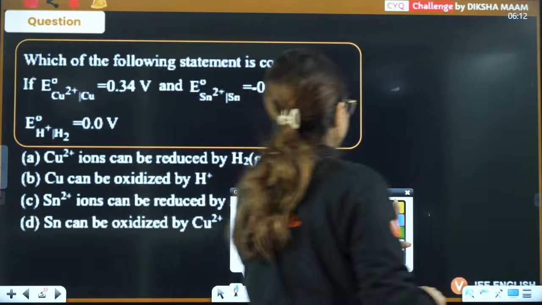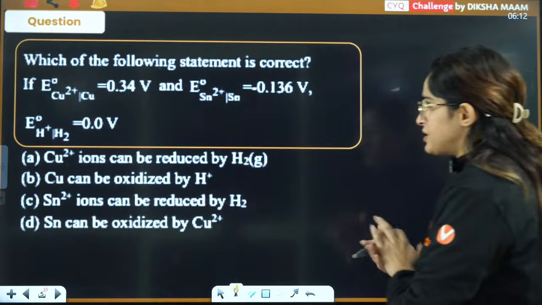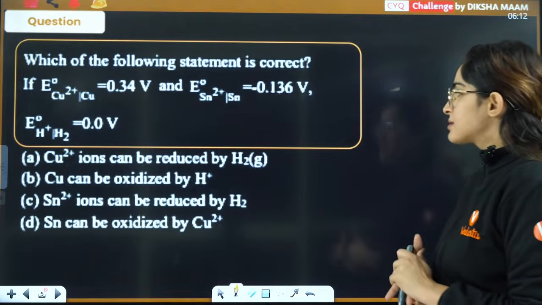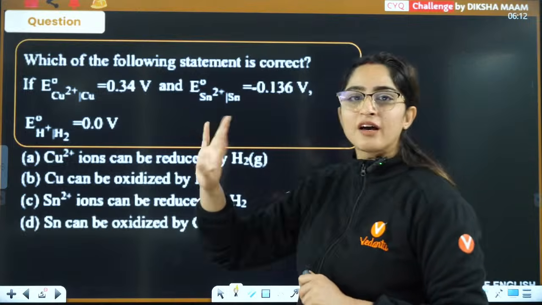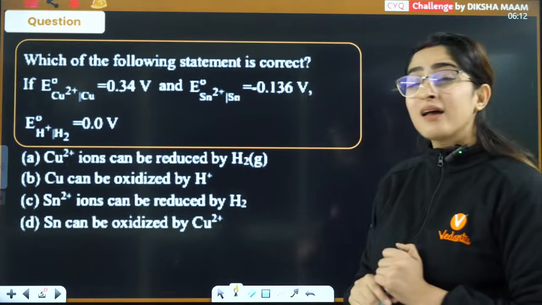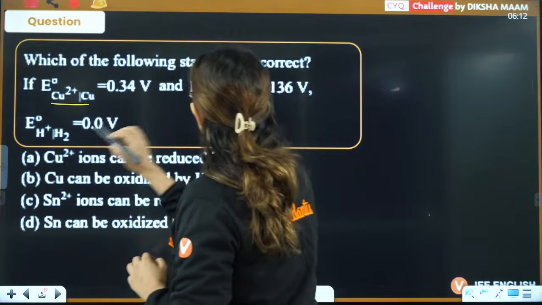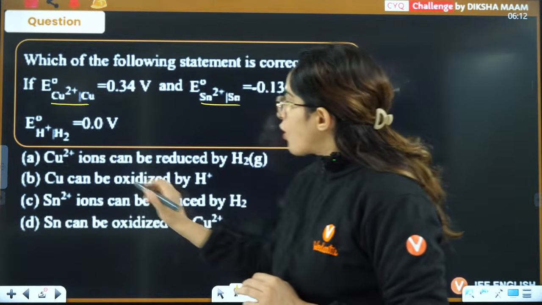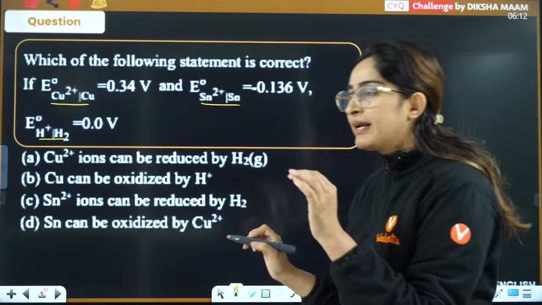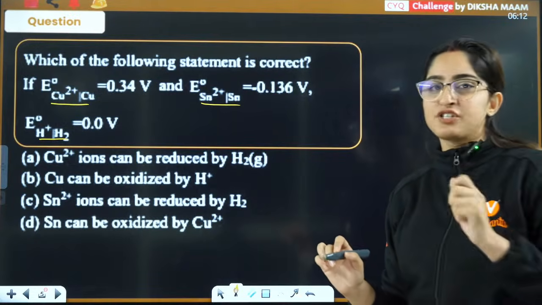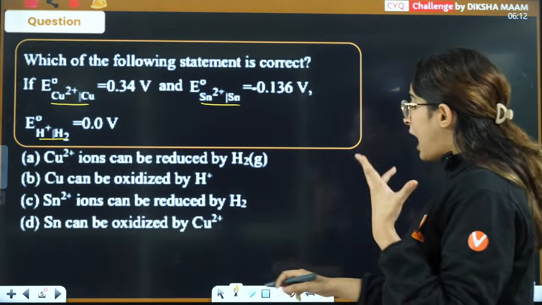That is, it's a theory based question. Which of the following statements is correct? They have given you the reduction potentials. Ma'am, are reduction potentials given? Let's see. Oxidation number is decreasing, oxidation number is decreasing, oxidation number is decreasing. So definitely they have given you reduction potentials. But ma'am, how can we answer?